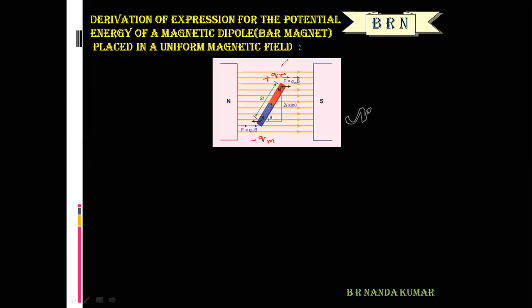Okay. Here the bar magnet is placed in the presence of a uniform magnetic field. A magnetic field in a region is said to be uniform if it has the same magnitude and same direction at all points of that region. So here the magnetic field lines are straight, parallel, and equidistant. That means the uniform magnetic field is acting in the plane of the diagram.